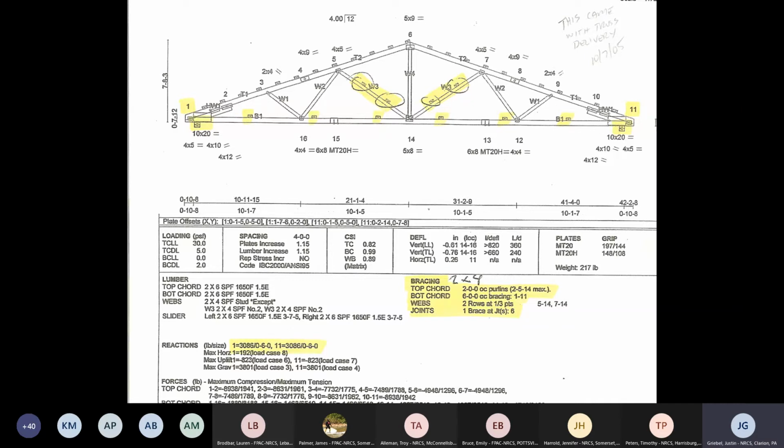And it tells you what the top chord bracing is. They have the top chord purlins on 2-foot centers. On the bottom chord, we've got bottom chord purlins, rat runs need to be installed at 6-foot centers. And then you can see on the webs, they're telling you 2 rows of web bracing, joint 5 to 14 and 7 to 14. So that center web, we've got 2 continuous laterals installed on that.